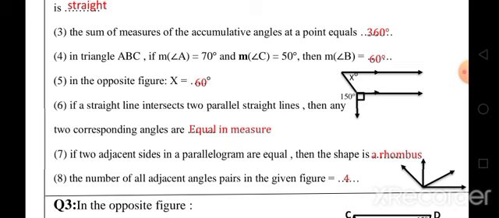In the opposite figure, here we have two parallel lines, okay? And we want to calculate the measure of angle x. Okay, look at this point.